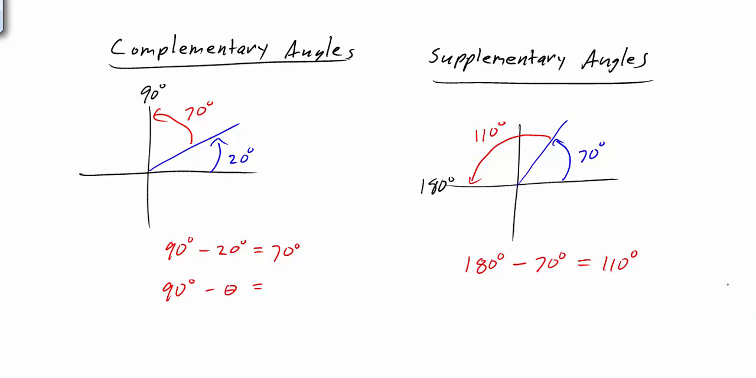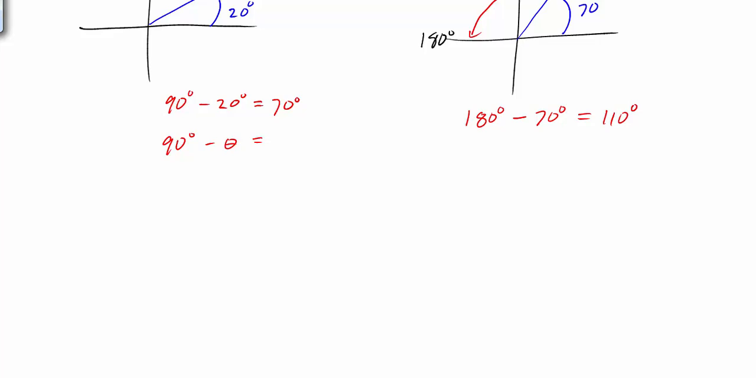Now, of course, we could look at this and we could say, well, we found here the supplement is 110. The complement of 70 degrees would be, once again, in this case, 20, because that would add up to 90 degrees. All right, so let me give you an example here and see if you can figure this one out. Or I'll give you two examples.